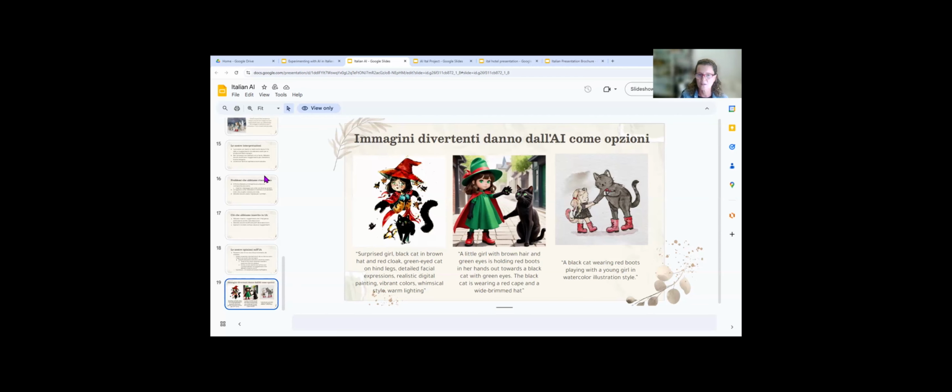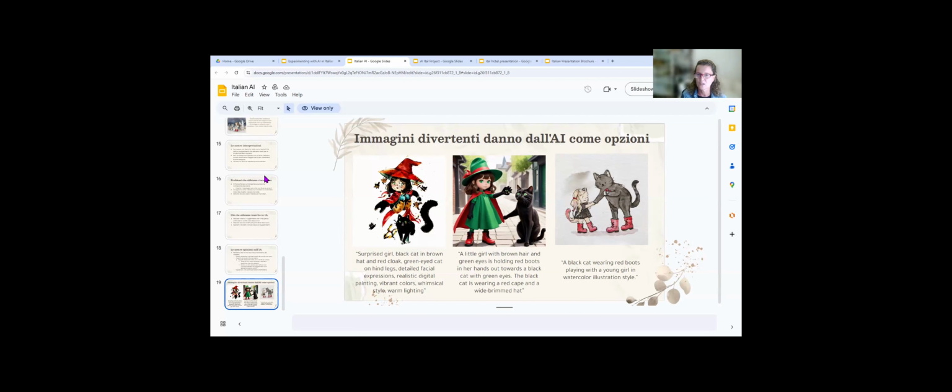And in the second one, the instructions are kind of similar. However, you can see that Adobe Firefly created the little girl with the paws of a cat, right? And there are no red shoes and red hat on the cat. The black cat is wearing a red cape and a white brimmed hat, and that doesn't exist on the cat, right? And in the last one, the girl has a little tail coming out from behind.